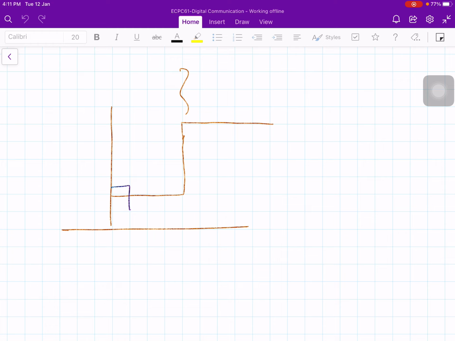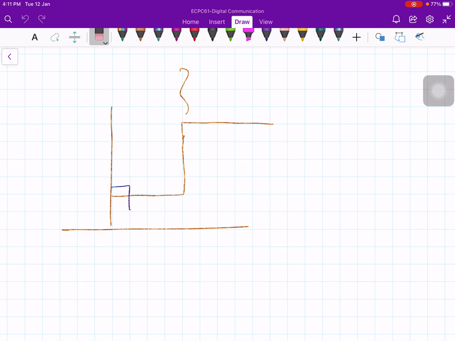Okay, draw. Let me take the eraser. Now it goes like this. Keep on shifting like that. Then it increases like this. So what is the error? The error is this much. So you have this much error here. This is my original value.